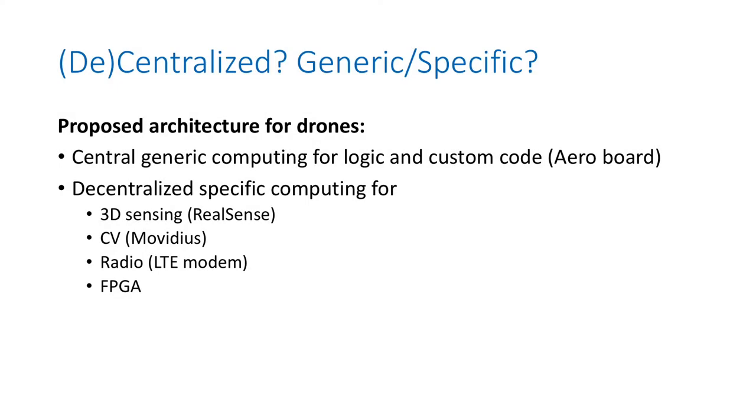So let's talk about drones now. The way Intel is proposing to build autonomous drones is to have a central generic computing device for logic and custom code, that is the Intel Aero compute board running Linux. And we have several decentralized specific computing units for 3D sensing. A RealSense camera, for example, has a dedicated chip inside to do the 3D reconstruction inside the camera. Computer vision can be offloaded to a neural network with Movidius. The radio operations are offloaded to an LTE modem, a dedicated piece of hardware. And an FPGA is also accessible.